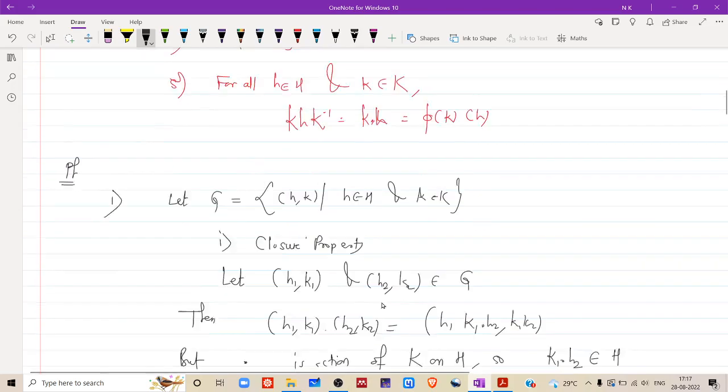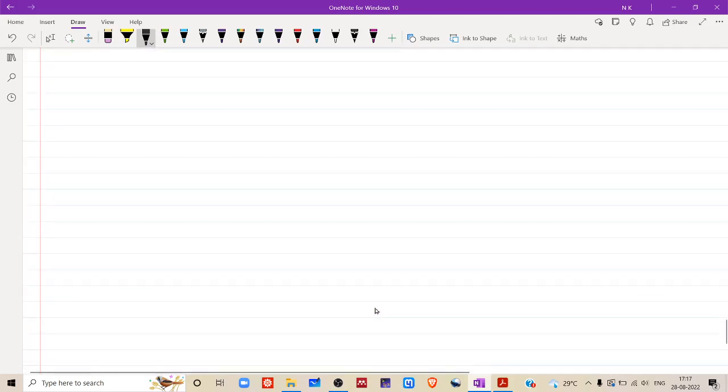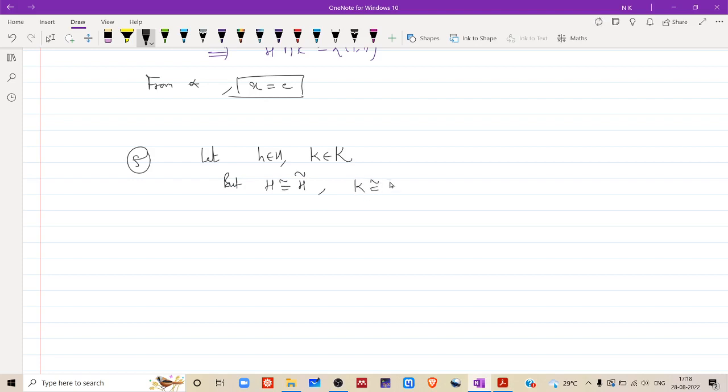That is phi of k applied on h. So that is the action. Action of k on h, we have to establish that. So for this, I will take one element from H. Let h belongs to H, and I will take one element from K, that is small k belongs to K. But what I know is that H is isomorphic to H tilde, and K is isomorphic to K tilde.